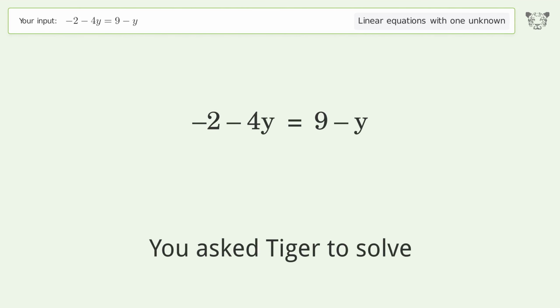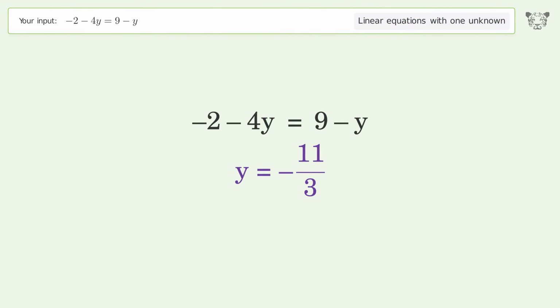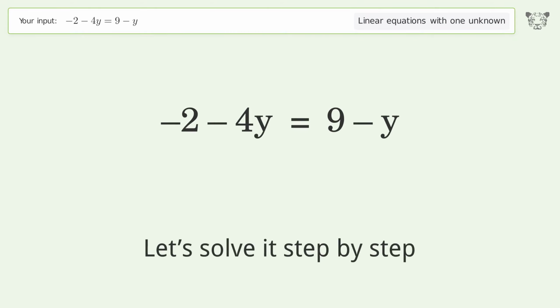You ask Tiger to solve. This deals with linear equations with one unknown. The final result is y equals -11/3. Let's solve it step by step.